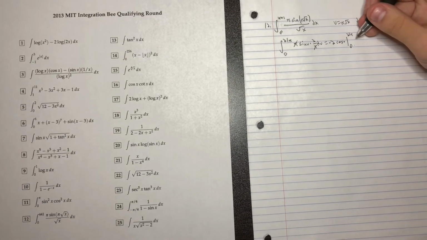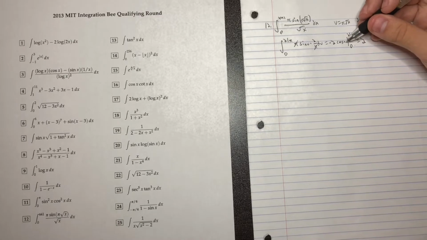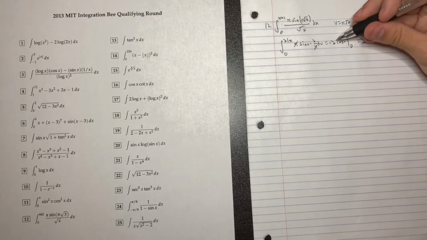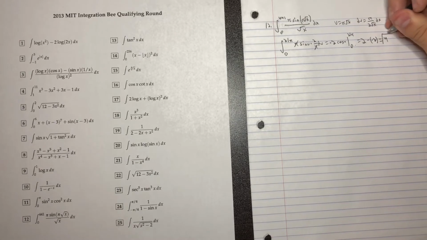Well, at 21 pi, the cosine is going to be equal to negative 1, so this is going to be equal to 2. And then we're going to have a minus cosine of 0 times negative 2. Cosine of 0 is 1, so that's going to be minus negative 2. So this integral is equal to 4.